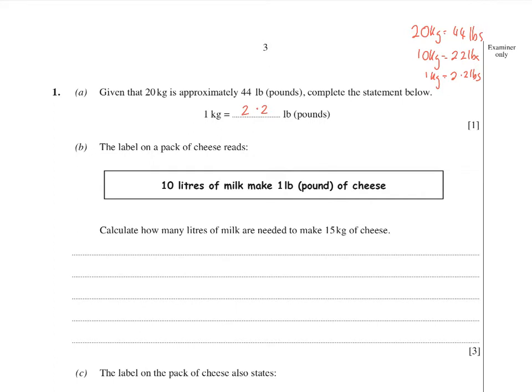The next one says 10 litres of milk make 1 pound of cheese. Calculate how many litres of milk are needed to make 15 kilograms of cheese. Okay, so litres, that's fine, but pounds then into kilograms. So my thinking here is we need to get 10 litres. Well, we don't know how many litres are needed. We need to change this into kilograms and then change that to 15 kilograms altogether. So the first thing I'm going to write down is 10 litres is equal to 1 pound.